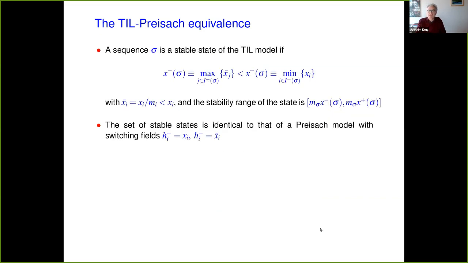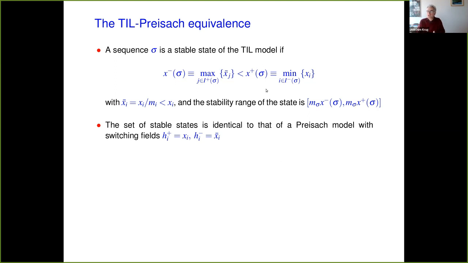Okay, so with that, we have established this equivalence, that is, a sequence sigma is a stable state of the Tile model if this condition holds, which is completely analogous to the Preisach model, with the identification of the upper switching field as xi and the lower switching field as xi bar. And of course, by construction, xi bar is always less than xi. The only difference is that the stability range is in fact not x minus, x plus, but it's m sigma x minus and m sigma x plus. And this will turn out to be important in a moment.